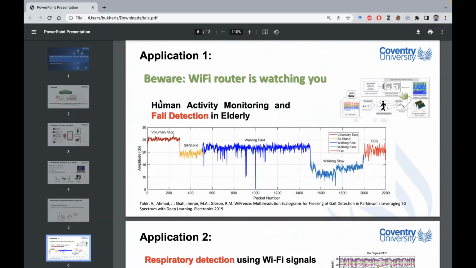This is one of the examples, a typical setup to the upper right side. We have a Wi-Fi router, and the person moving back and forth, performing different activities. And there's a desktop computer connecting. This is how we conducted these experiments a few years ago. Our idea was to see if we are able to pick up a particular disease symptom experienced by Parkinson's patients, that is called freezing of gait or FOG.